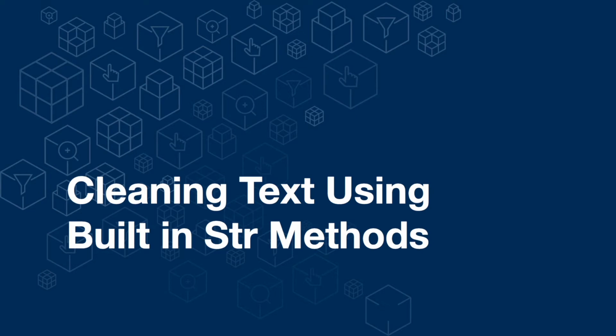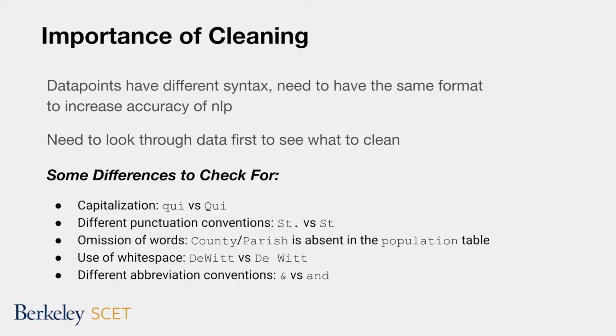Diving into the first module, text processing. The first section we'll cover is how to clean text using the built-in string methods. First, let's talk about the importance of cleaning. When you're given a raw set of data, it'll have different syntax, and you'll need to make the format more consistent in order to increase accuracy. First, we need to look through the data to see exactly what to clean, because based on the data set you're given, you'll need to clean different things.